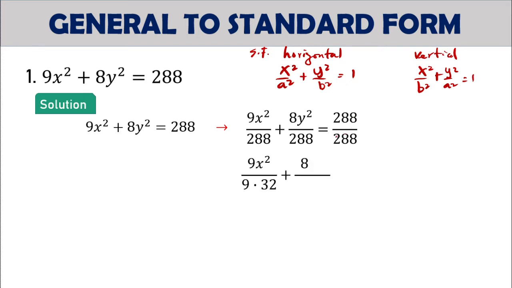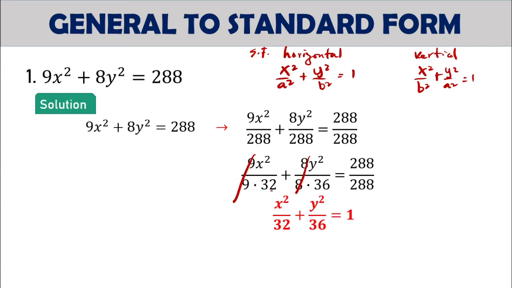So this becomes 9x squared over 9 times 32. I broke 288 down into factors: 9 times 32, plus 8y squared over 8 times 36, equals 288 over 288. We know the result of this is 1. So we cancel out the common factors in both numerator and denominator. What will happen? x squared over 32 plus y squared over 36 is equal to 1.